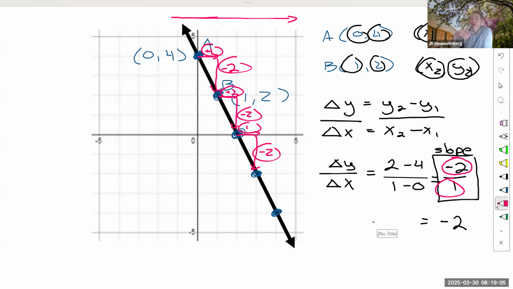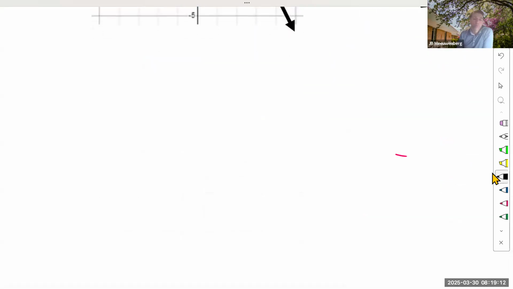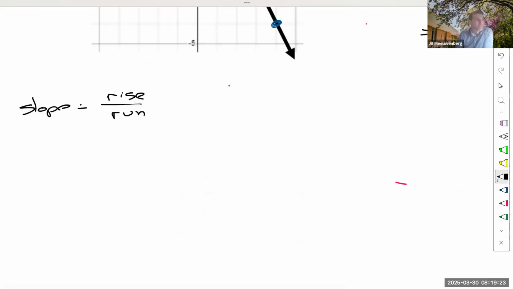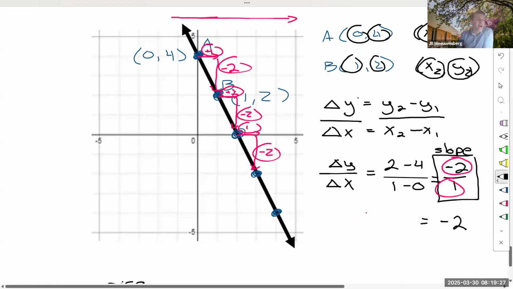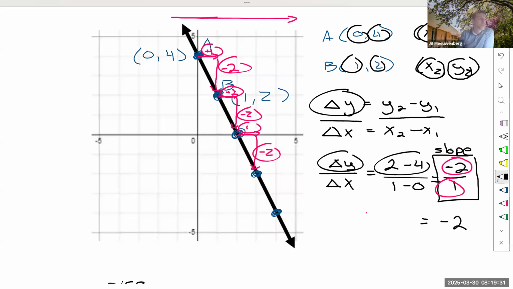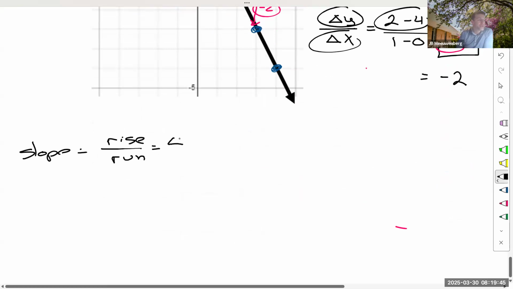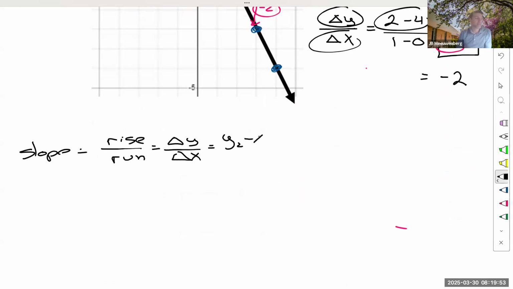So this leads us to our definition of slope, or how we would calculate it. So here is what we would call our slope formula. Now you might have heard of this as rise over run in the past. What do we mean by rise over run? Rise is the up and down change. So the rise in this case was -2. It's the up and down vertical change. And the run is the change in x, the horizontal change. Rise over run can be stated as change in y over change in x, or y sub 2 minus y sub 1 over x sub 2 minus x sub 1.